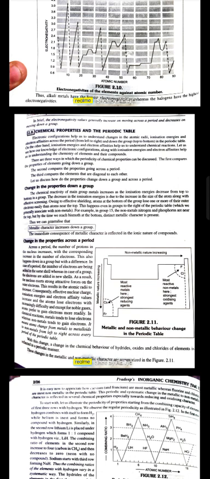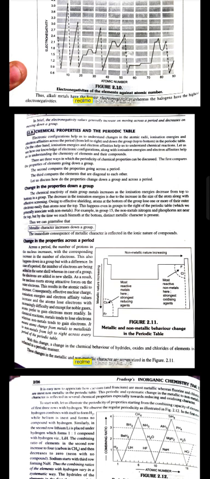Change in the properties across a period. Across a period, the number of protons in the nucleus increases with a corresponding increase in the number of electrons. This also happens down a group, but with a difference. In the case of a period, the electrons are being added in the same shell, whereas in the case of a group, the electrons are added in new shells.